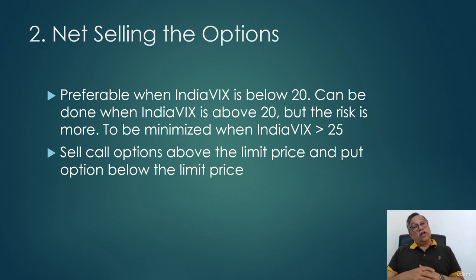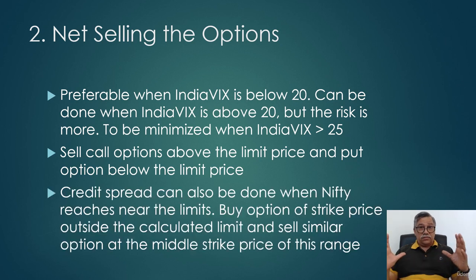Sell call option above the limit price and put option below the limit price, what we call the short strangle. You have an upper limit, you have a lower limit. So slightly above the upper limit you sell OTM call, slightly below the lower limit you sell OTM put option. That will keep on decaying in the time value, and as long as Nifty remains between the upper and lower limits, you're going to make money. Or even if it is marginally outside, still you will make money. Only if it goes much beyond, then you will have to exit the position. Losses will be very small as long as the limits are not crossed significantly by Nifty.